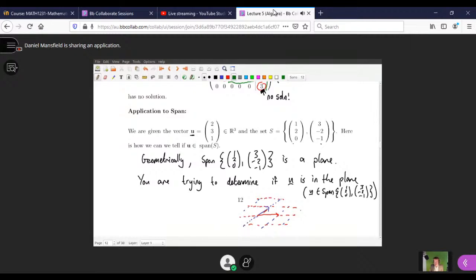And we're trying to figure out, is u in here? Is u in the plane, like that? That would be u in the span. Let's call this one X and this one Y. This blue one would be u in the span of X and Y.